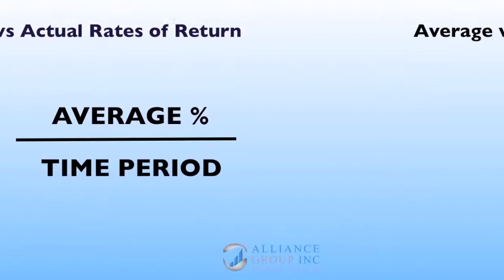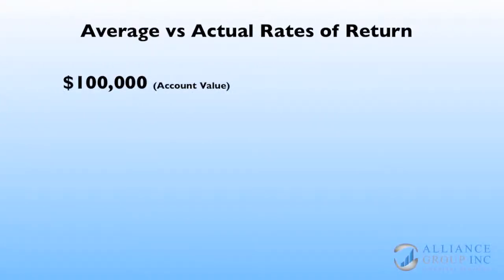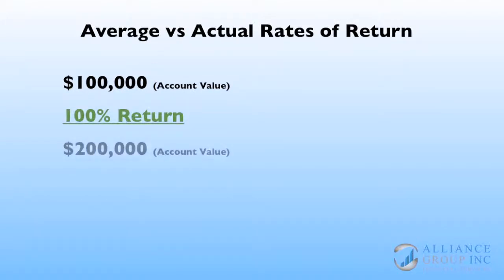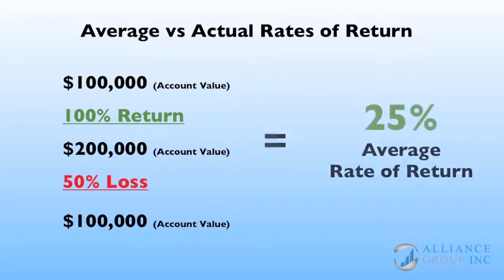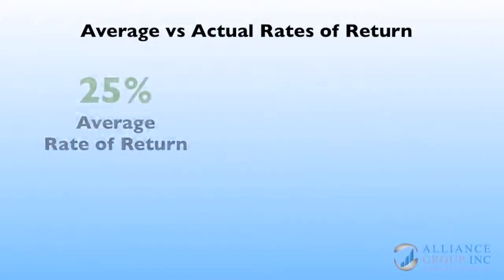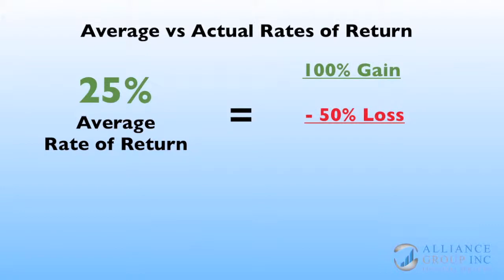To illustrate the difference, let's assume you have $100,000 in your retirement account, and during the next year you earn 100% return. You would now have $200,000 in your account. If during the following year you incurred a loss of 50%, your account value would drop back to the original $100,000, giving you an average rate of return of 25%. The 25% average rate of return is calculated by subtracting the 50% loss from the 100% gain, and then dividing the resulting number by the 2 years.